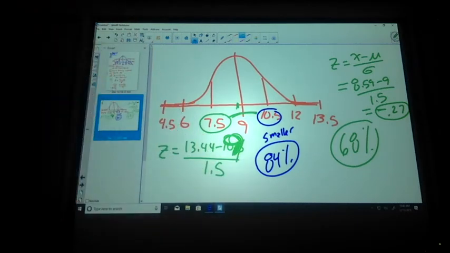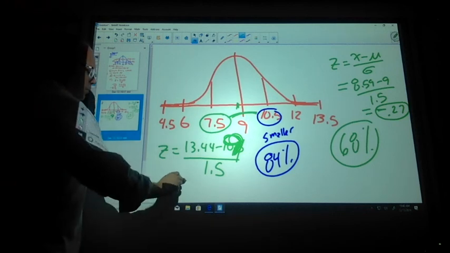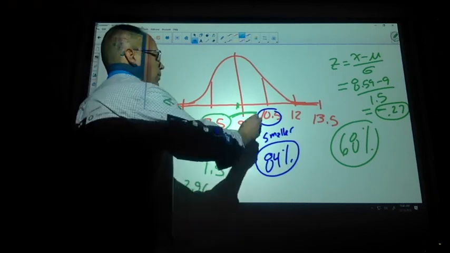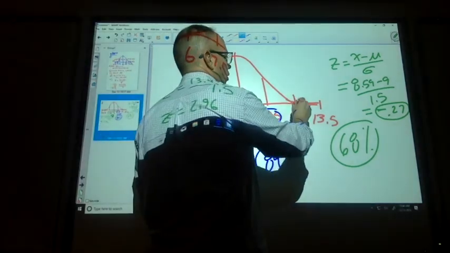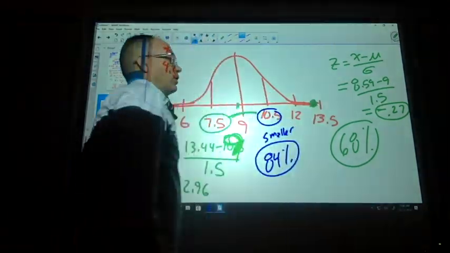So 13.44 minus 9. So that's 4.44. 4.44 divided by 1.5 is 2.96. So 2.96 standard deviations. That person falls down there.